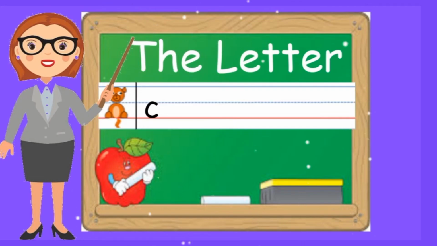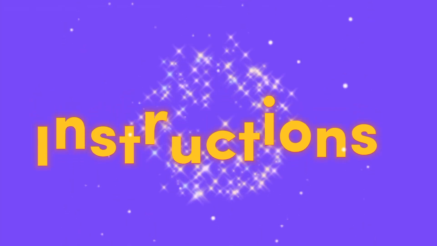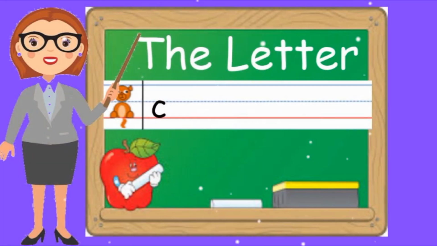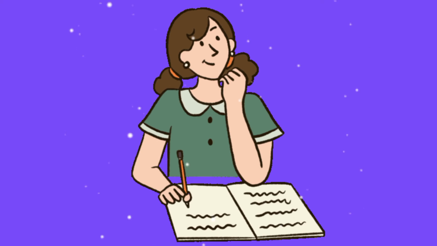Can you write the letter C on the puppy lines? Let's try and see. Here are some instructions before you start. You must write across the page. That is from left to right, which at the same time will help you to learn to write better.